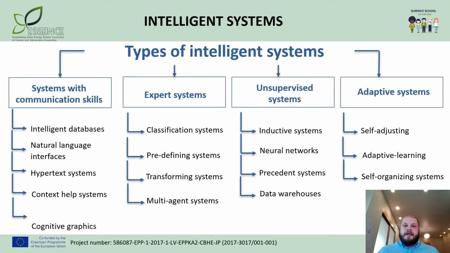In this slide, we see different types of intelligence systems with the properties specified previously. For example, the systems with communication skills, intelligent databases, differ from the usual ones by the opportunity to provide process information, which may not be explicitly stored in this specific database. But anyway, these databases provide output from the existing data.